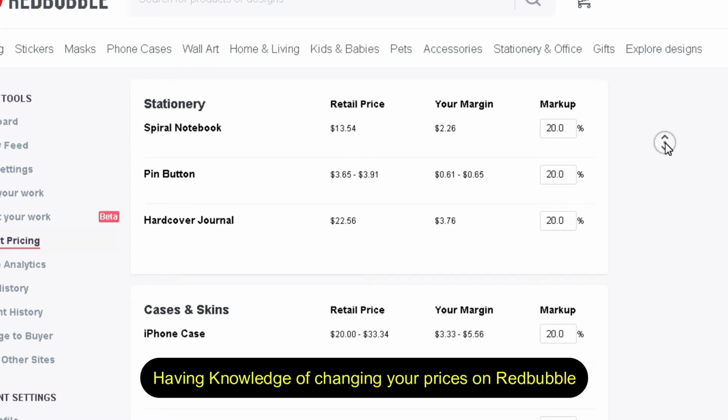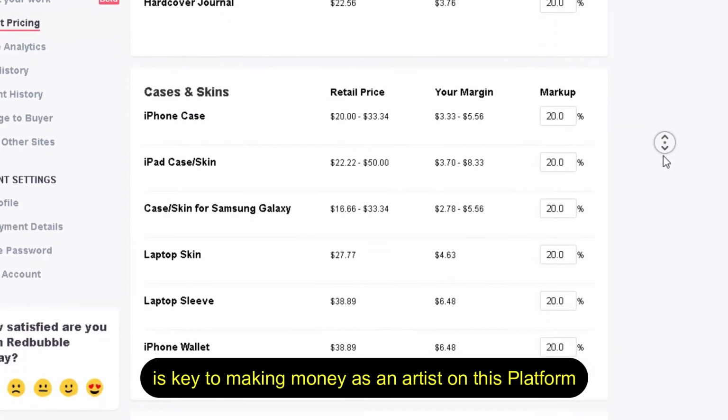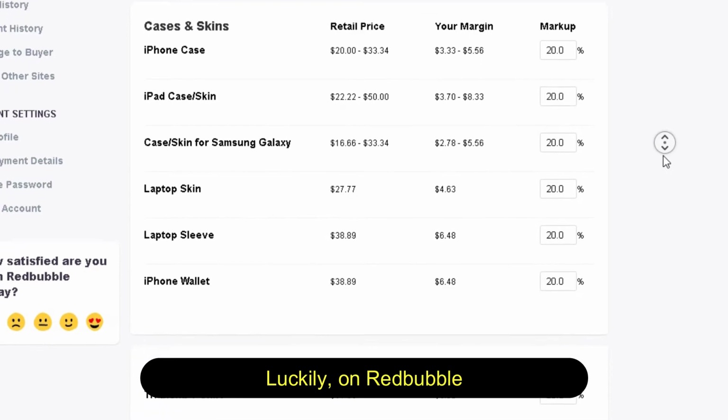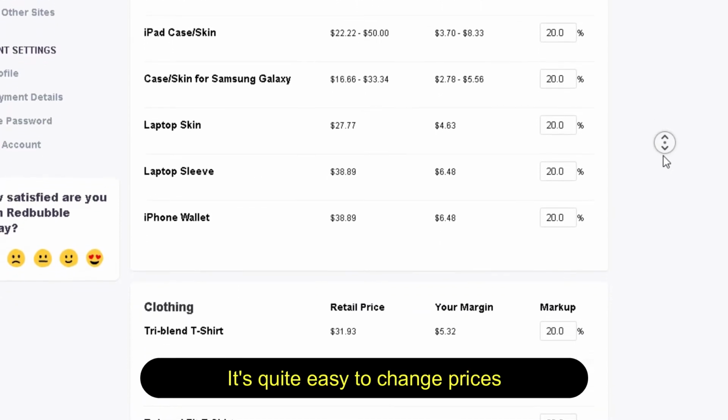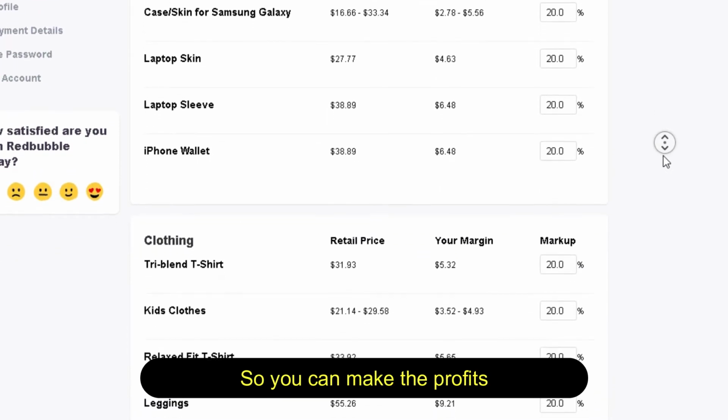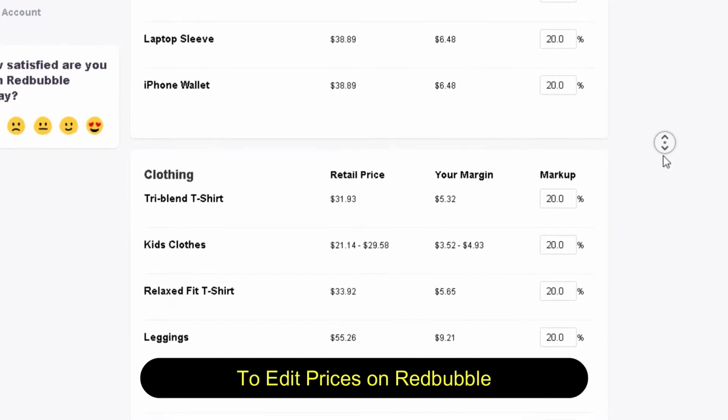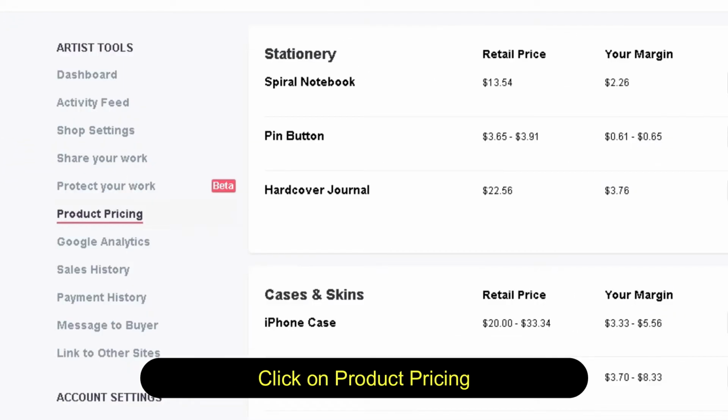Having knowledge of changing your prices on Redbubble is key to making money as an artist on this platform. Luckily, on Redbubble it's quite easy to change prices so that you can make the profits you're looking for. To edit prices on Redbubble, click on Product Pricing within your seller dashboard.